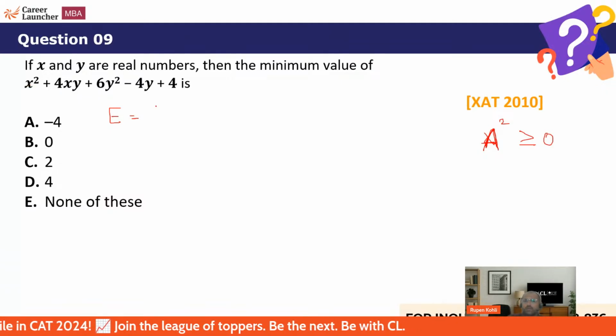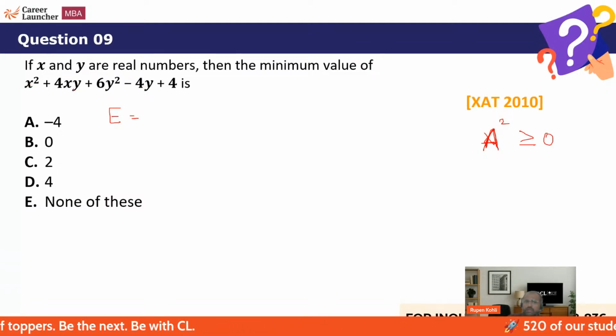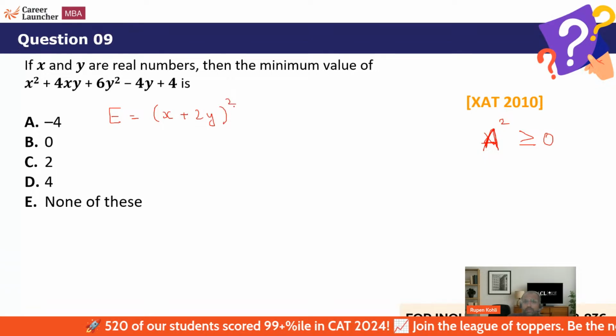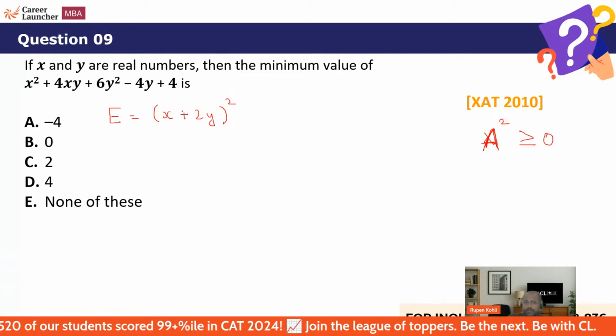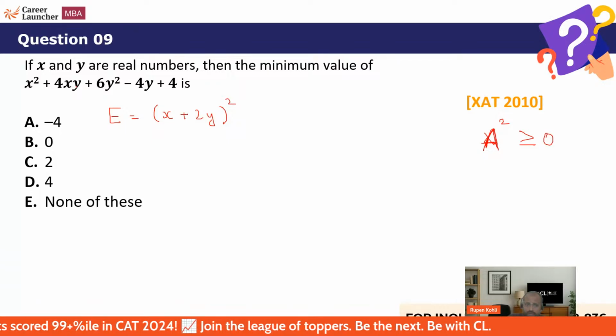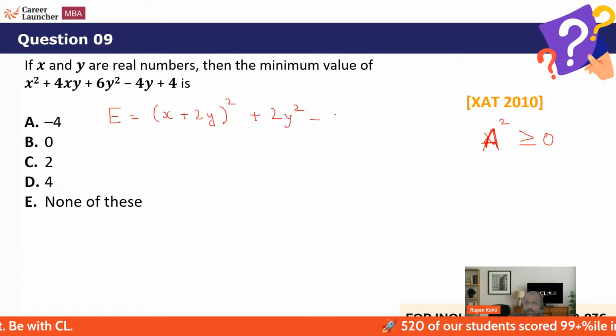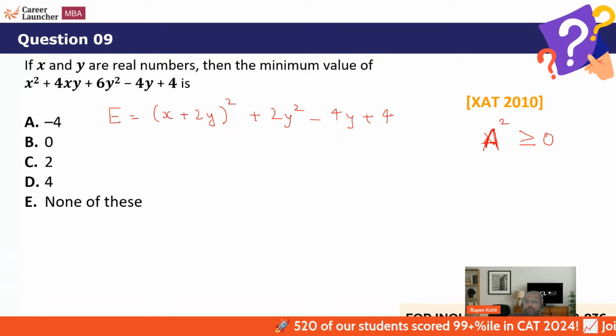You see x square, you see minus 4y, you see 4xy. So if you write x, then you need to write 2y, so that the 4xy term will appear. So x square has been used, 4xy has been used. Out of the 6y square, 4y square has been used. So what is remaining is 2y square. So what we are left with is 2y square minus 4y plus 4.